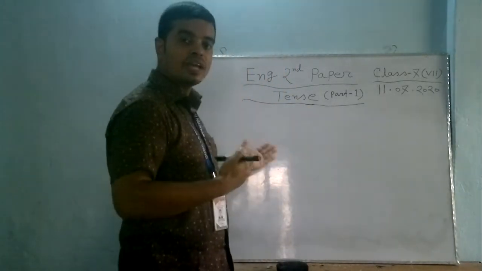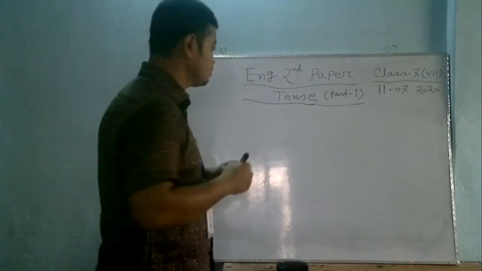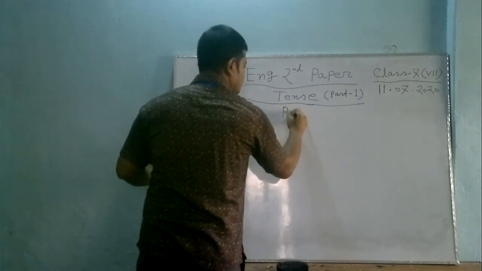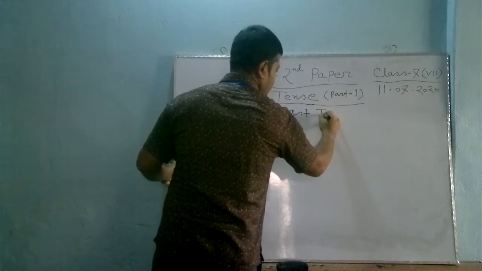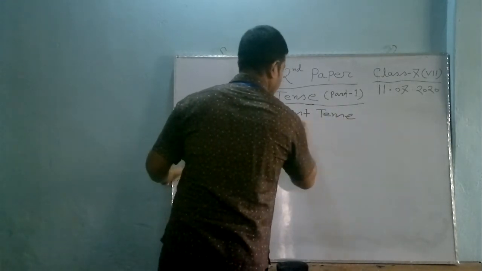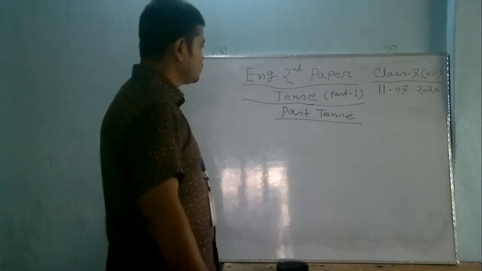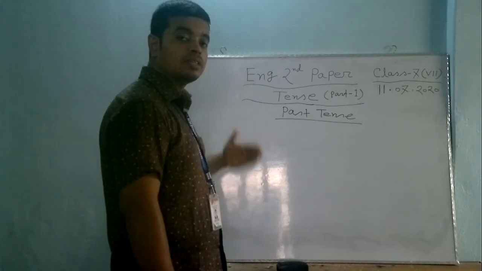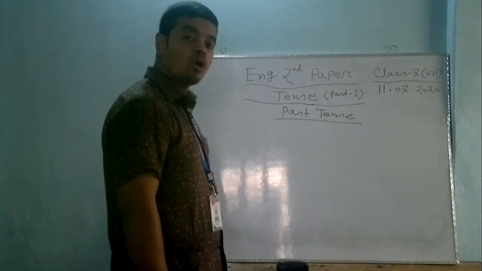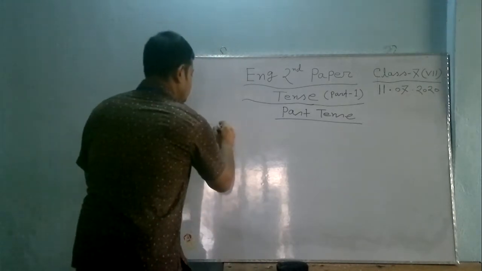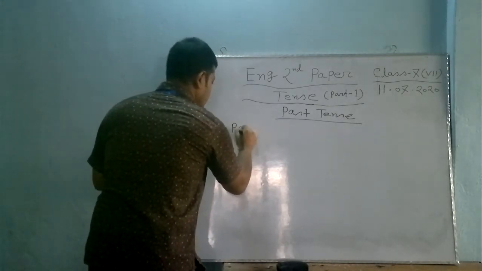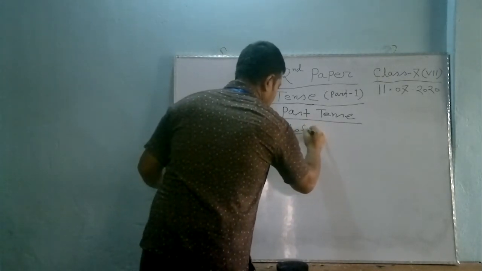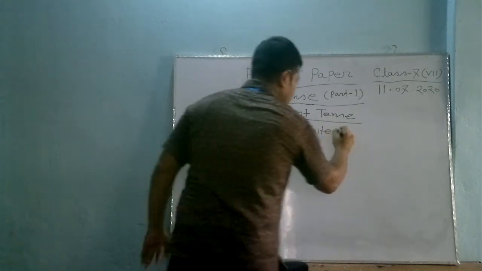This was a part of present tense. Now we want to go to past tense. First we know that tense is divided into three parts: present, past and future. So here past tense is also divided into 4 parts. First one is past indefinite tense.